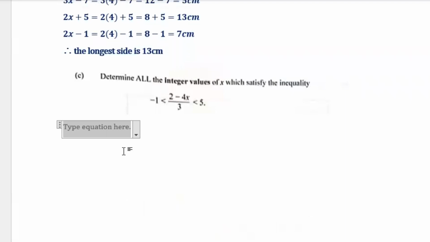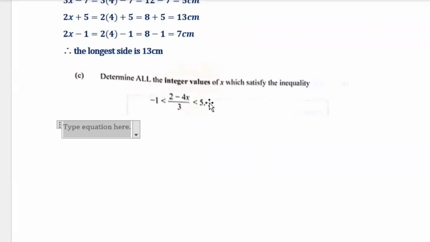So part C says determine all the integer values of x which satisfy the inequality. You can either work it piece by piece, using the middle term being greater than -1 as one part by itself, and then the same middle term being less than 5, and work that by itself, and in each case you'll be solving for the value of x. Or you can work it in one go, where whatever you do to one side, you do to the other sides.